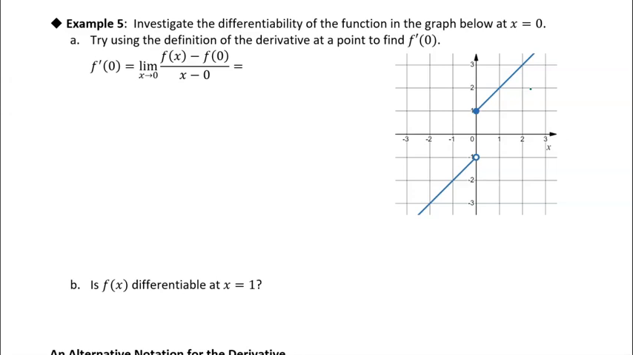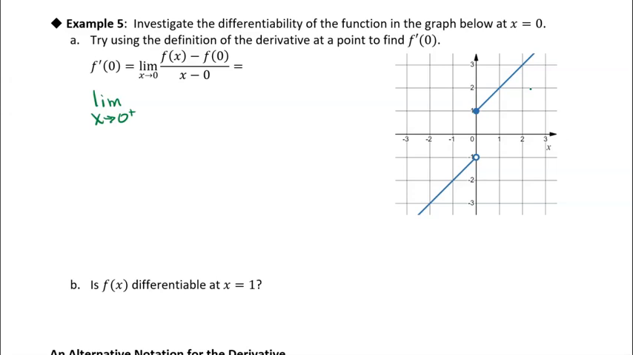Now, because of the discontinuity, I'm going to break it into two parts. I'm going to look at the limit as x approaches 0 from the right of f of x minus f of 0, and I'm going to look at the limit as x approaches 0 from the left. Okay, and then we'll see what happens.